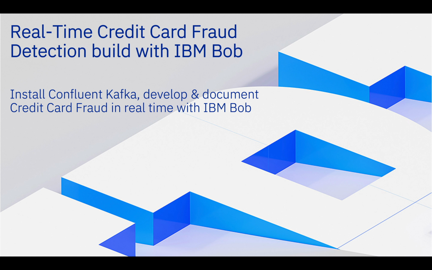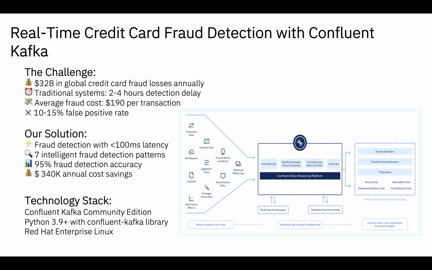Hi all, welcome to this session where we are going to do a real-time credit card fraud detection build which has been done with IBM Bob. Here we basically see how Bob can install Confluent Kafka, develop and document the credit card fraud use case in near real time. For that, we basically need to understand the use case a little better.